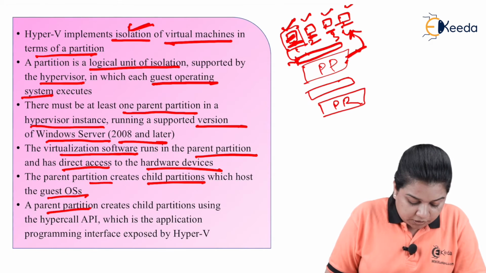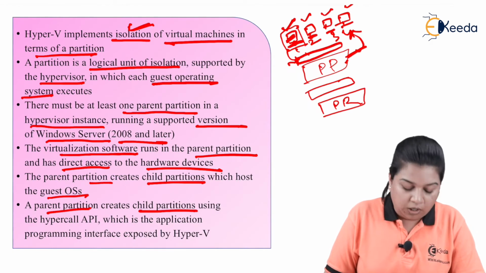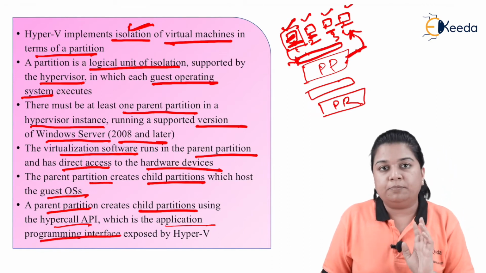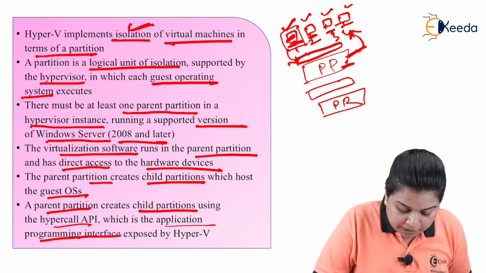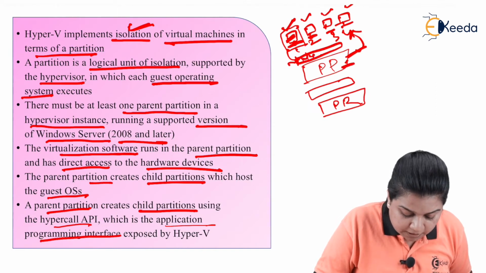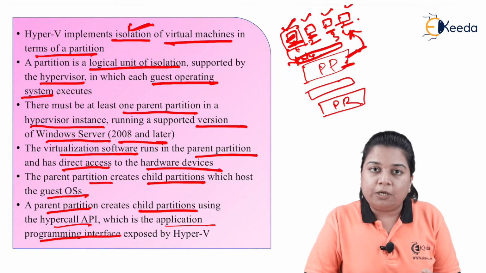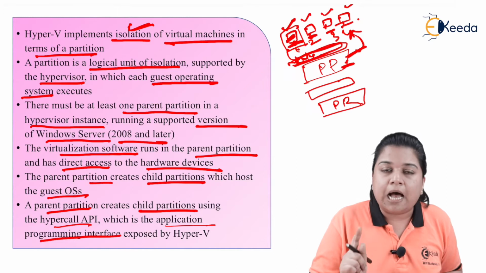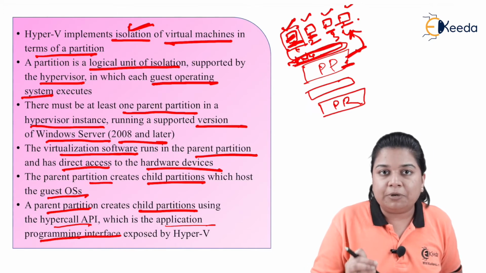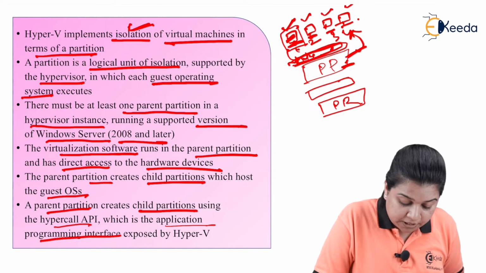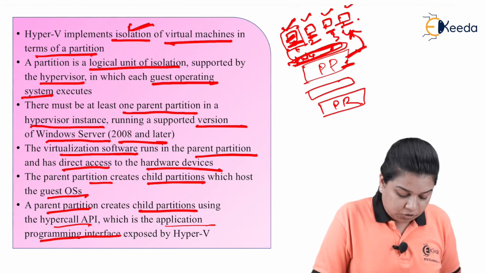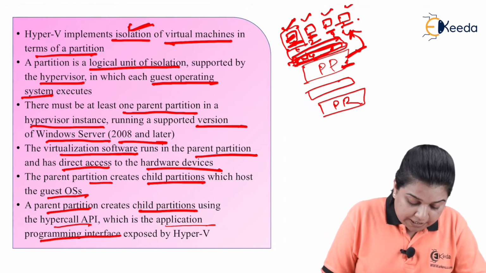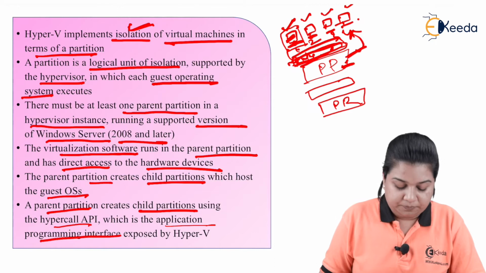A parent partition creates child partitions using the HyperCall API, which is the application programming interface exposed by Hyper-V. Now, we have seen this is the parent partition, and then this hypervisor here creates child partitions. So how are these child partitions created? This hypervisor uses the HyperCall API. What is API? API is application programming interface. With the use of this, it creates child partitions over one parent partition. Now, these APIs are exposed by Hyper-V.